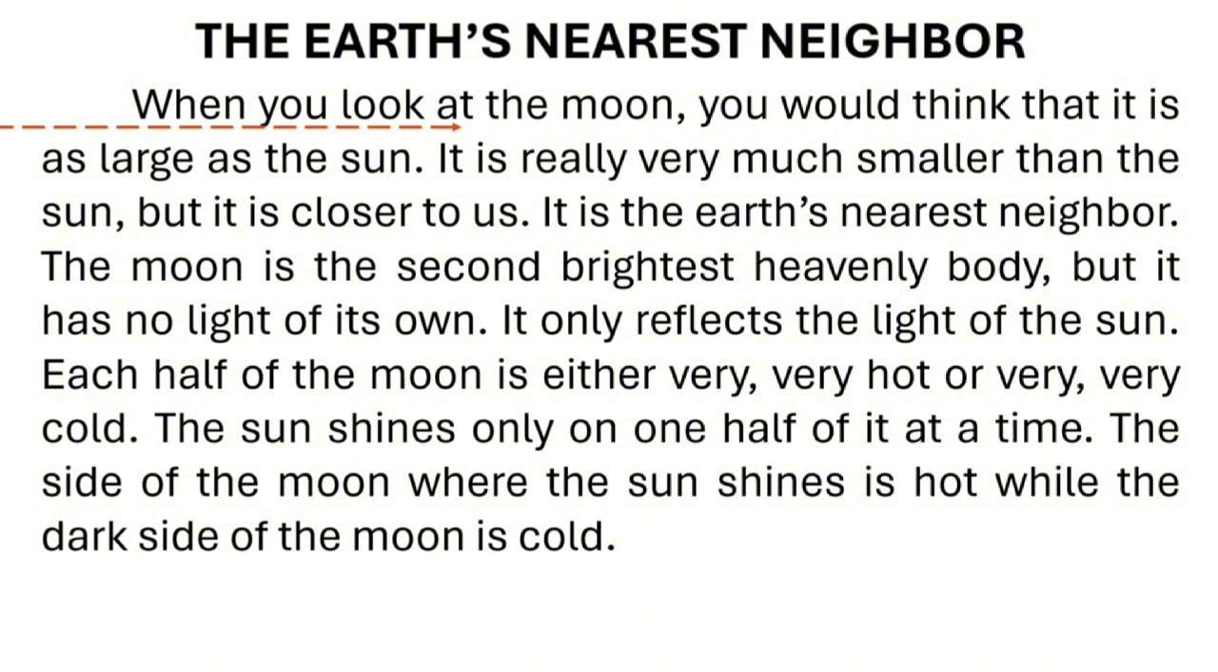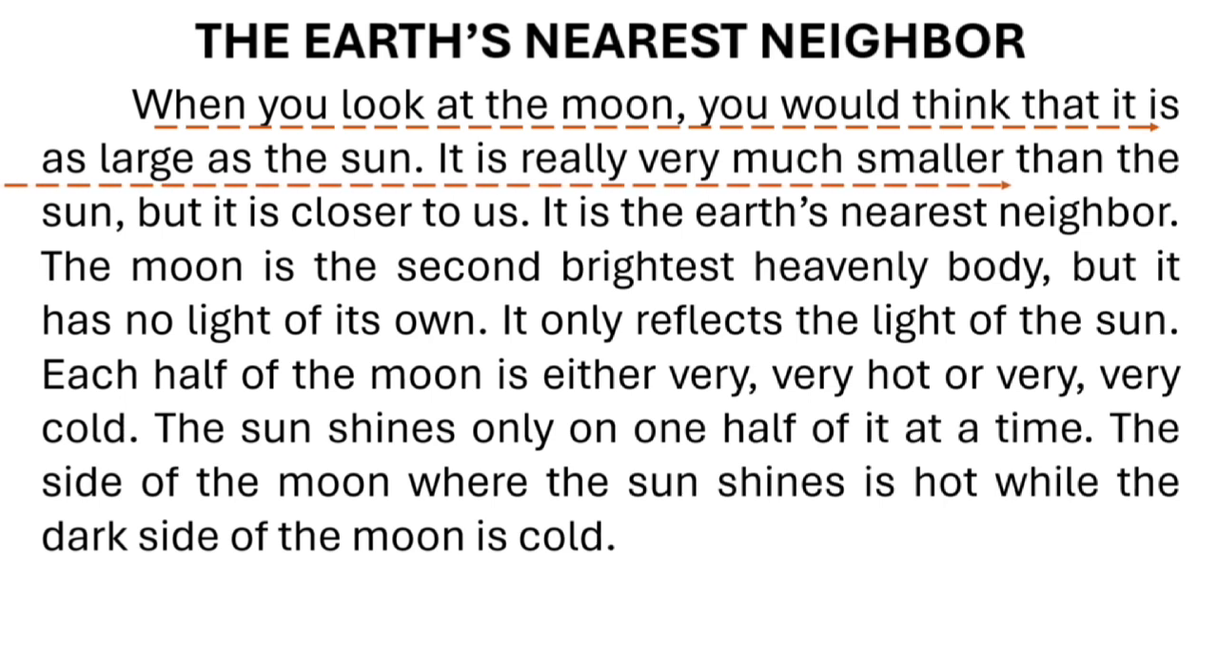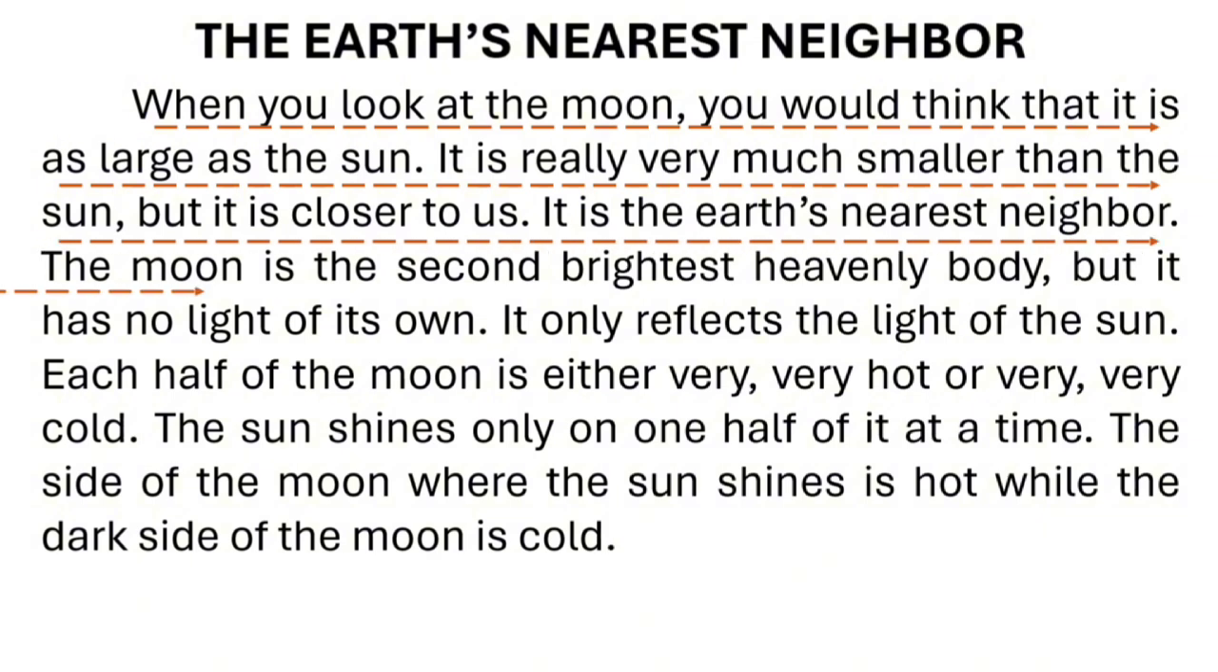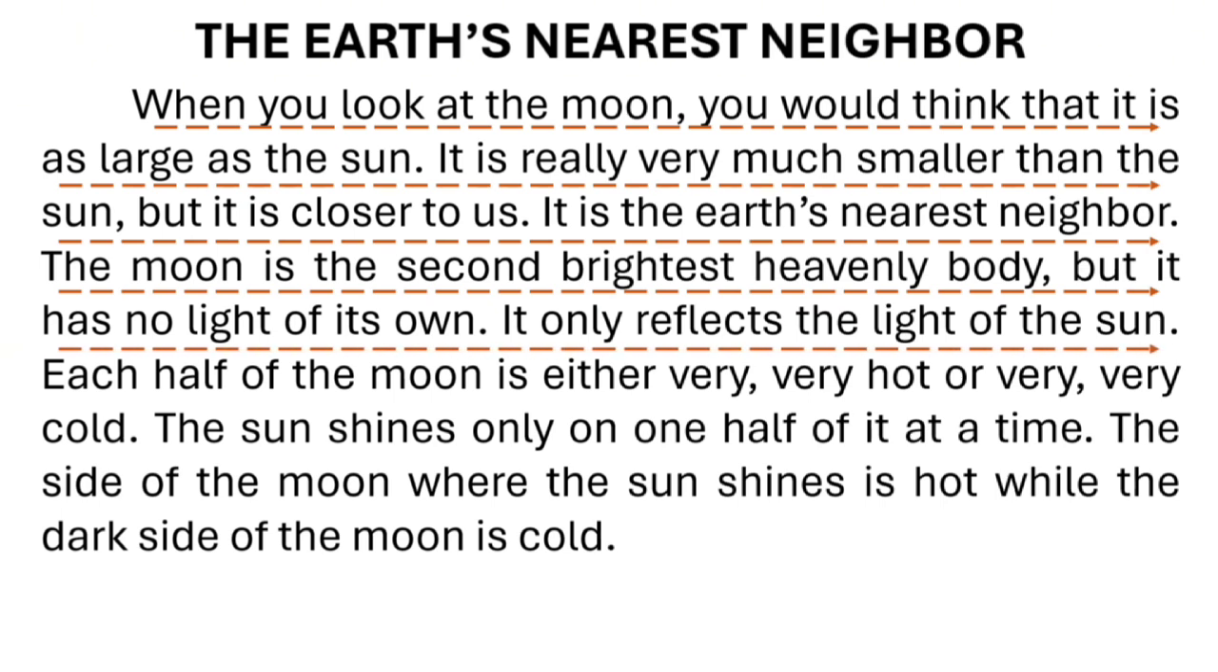When you look at the moon, you would think that it is as large as the sun. It is really very much smaller than the sun, but it is closer to us. It is the Earth's nearest neighbor. The moon is the second brightest heavenly body, but it has no light of its own. It only reflects the light of the sun.